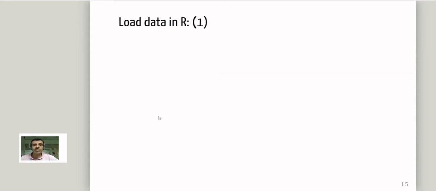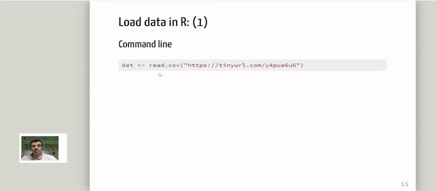So for comma separated values, this is the way to do it with read dot comma separated values, and you can find out this comma separated value data set here. So you can try, and please note that we are giving a name to this data set. We are calling this data set dat, and so this is an object that we are creating.